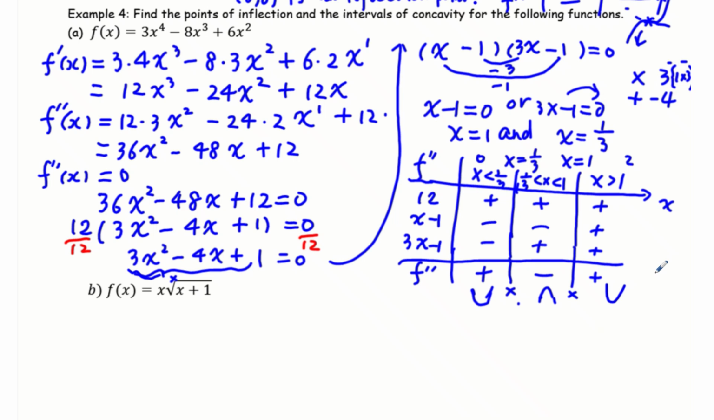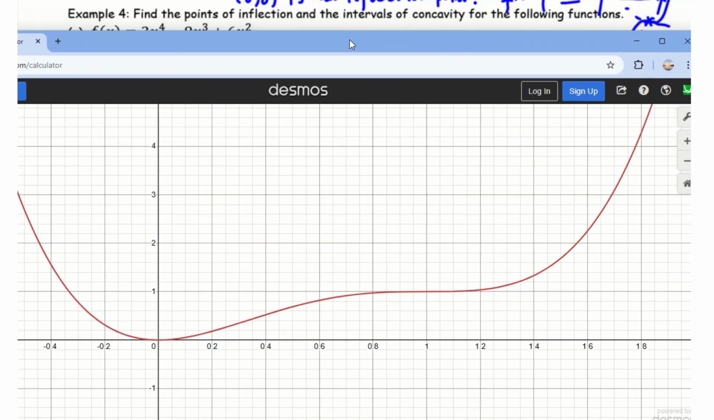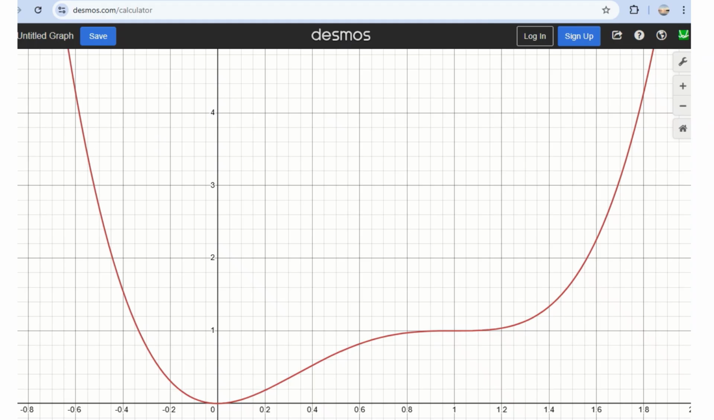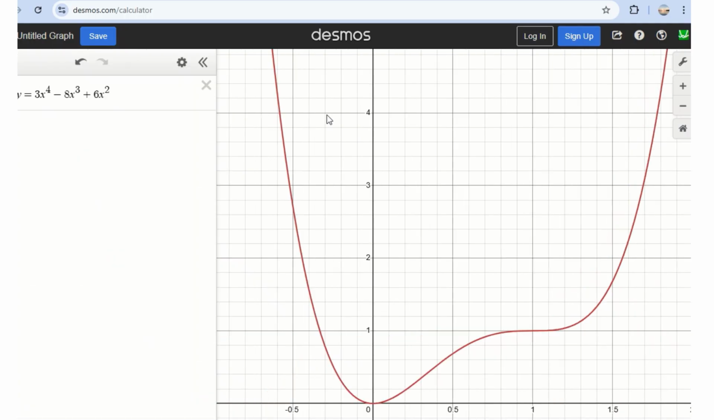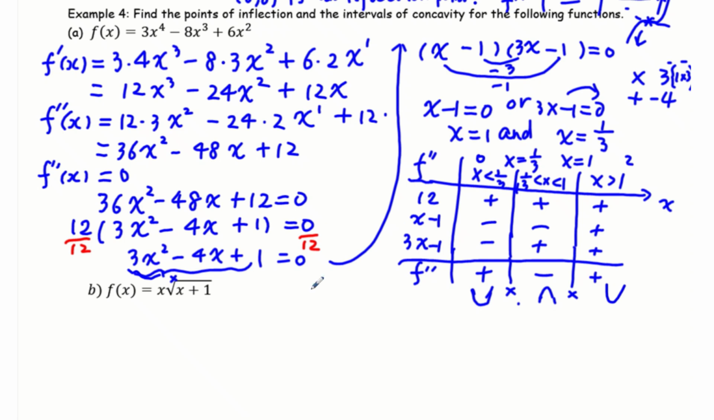And we have drawn it in decimals, so you will see. We type in the equation, then it will draw it for you, and this is the 1/3 point. So this is open up, this is open down, this is open up again. So this is how it looks. Open up, this is open down, then this is open up again. So this is the point of inflection.